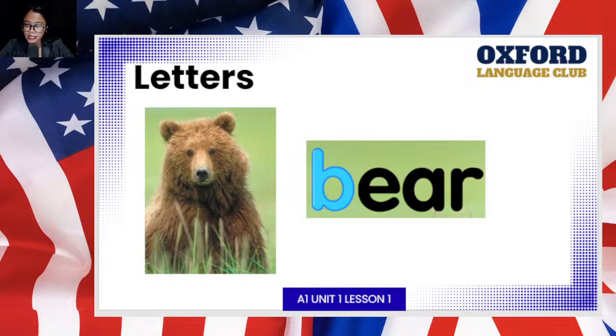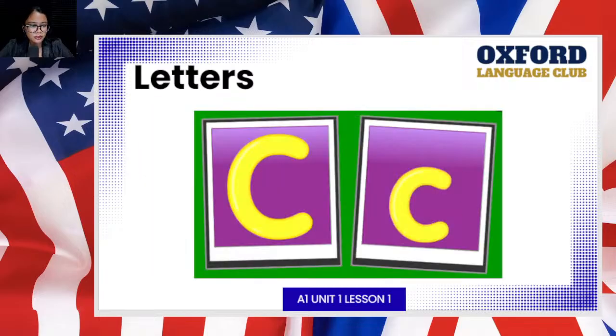Let's go back. A, A, A, A. Sample words: apple, alligator, astronaut. Next, B, B, B, B. Ball, boy, bear. Now, let's move on to our next letter, the letter C.